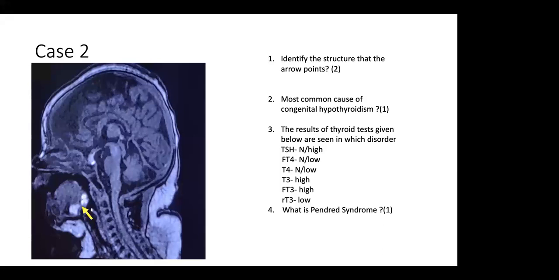So as rightly pointed out, yes, dysgenesis or thyroid agenesis is the most common cause of congenital hypothyroidism. And where do you see this type of picture, where the TSH is normal or high, free T4 is normal or low, and the T4 is also normal? So essentially there is a congenital hypothyroidism type of picture, but then there is high T3, FT3 and low reverse T3. So this is one of the rare defects, which is called a transporter defect.